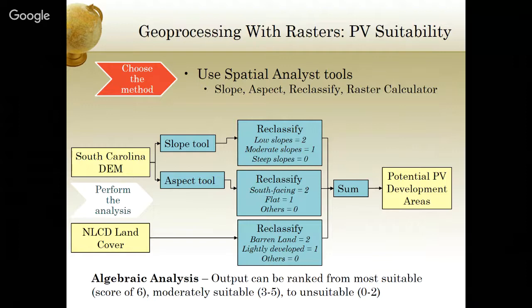Reclassify again, anything south facing is most desirable. Anything flat is good too. Everything else, a none. Here, maybe barren land or lightly developed areas are okay. So we can rank those accordingly. And then rather than multiply, we could just add up those values. And then our output is going to be some ranking from 0 to 6. And we can evaluate better and worse a little better than just yes or no. So here I've gone and just made up some classification scheme, but this process is something you would often do in a site suitability analysis.